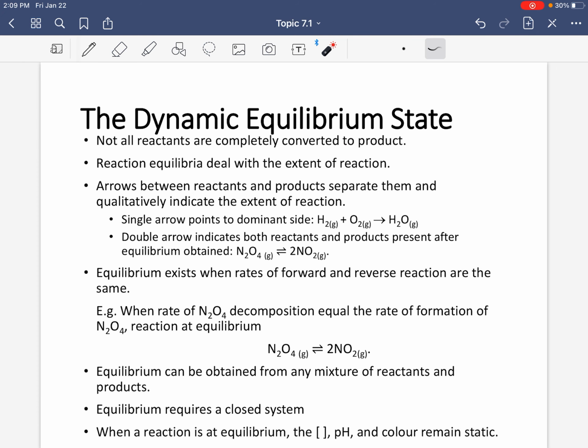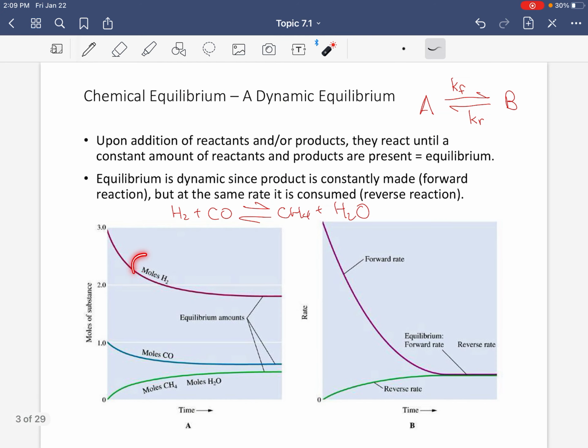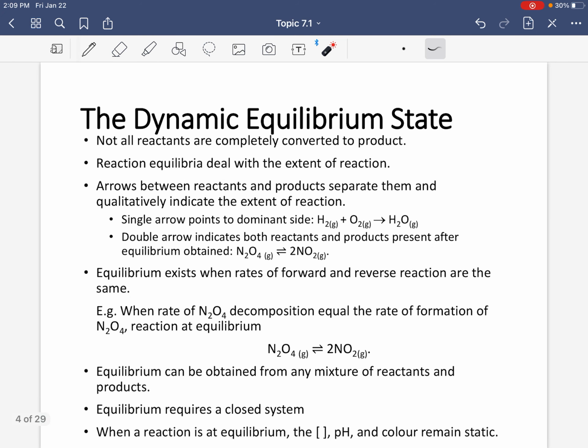Okay, so there are certain points here that you need to know. I wouldn't say memorize it, but try to understand it. Not all reactants are completely converted to products. We saw right here, these reactants didn't all become product. They plateau somewhere where they still have something. Why? Because the backward reaction will replenish these at equilibrium.